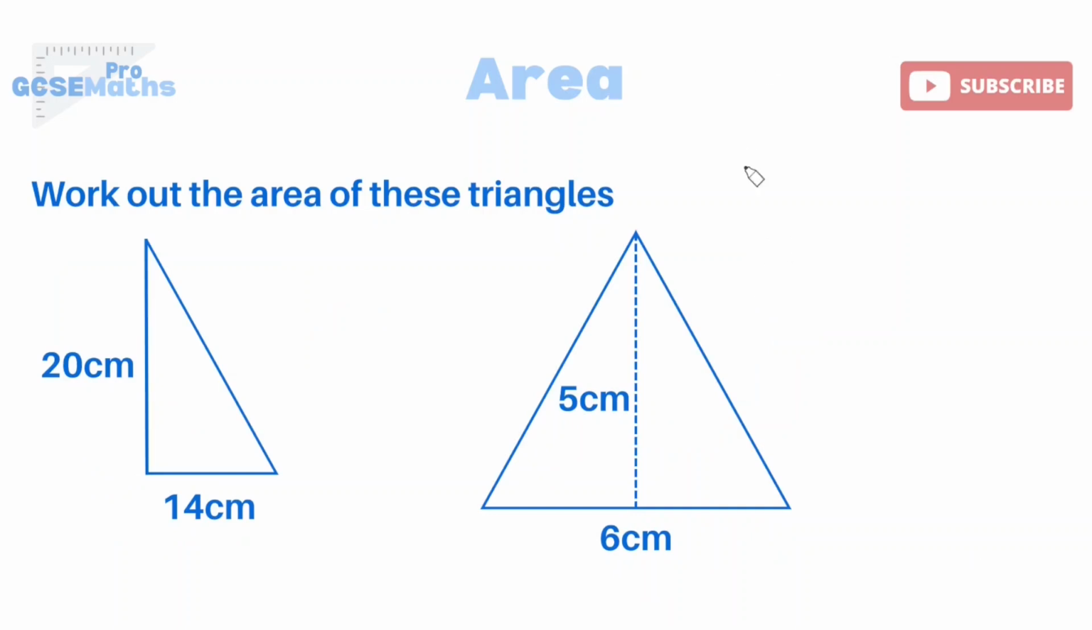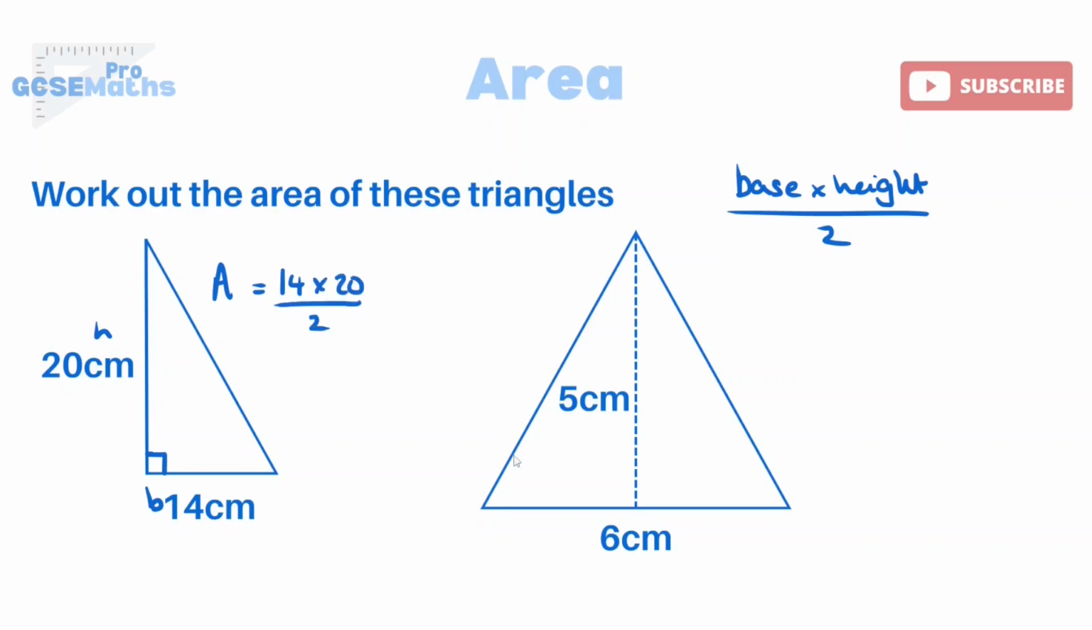Okay, now we're looking at some triangles. Remember, it was base times height over 2, or half base times height, whichever you prefer. I'm going to write it here so you can see it as well. Base times height over 2. So in this case, this one's obviously a right-angled triangle, so the base and the height are just those there, aren't they? That's the base, that's the height. So in this case, the area is 14 times 20, and then don't forget to divide it by 2, which should give you 140 centimetres squared.